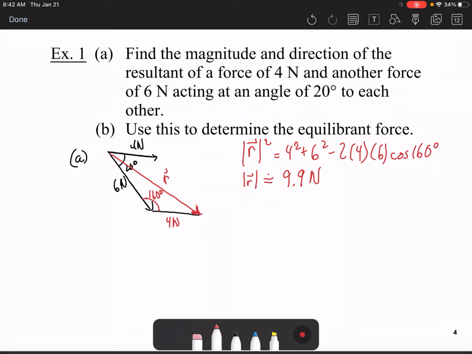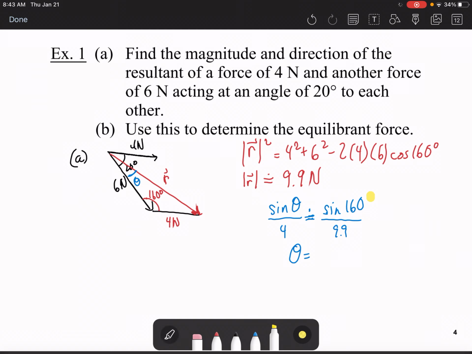Now we're going to find the angle at the end near the 6 Newton force. I'm going to call this theta. So I'm going to use sine law. So sine theta over 4 is equal to sine of 160 degrees over about 9.9. So I'm going to put a dot above that equal sign, showing that it's approximation. So again, don't have to show me all the steps here. Just work it out.